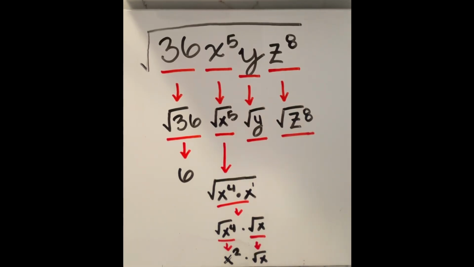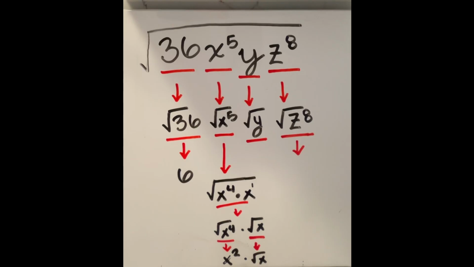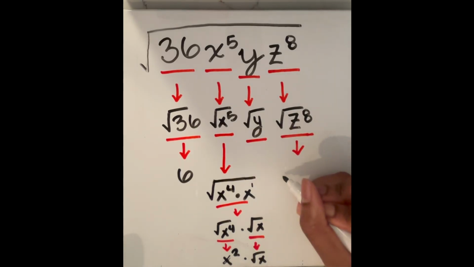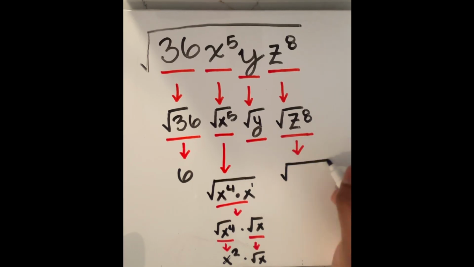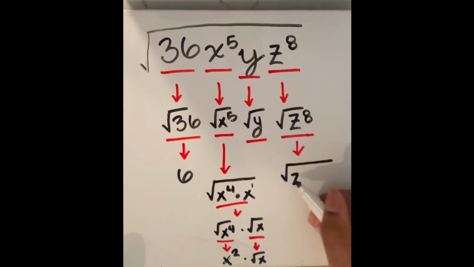We're going to do the same thing in regards to following the laws of exponents. So we have the square root of z raised to the power of 8. And so we're going to rewrite this as z, and we want to keep our bases the same: z raised to the power of 4 times z raised to the power of 4.